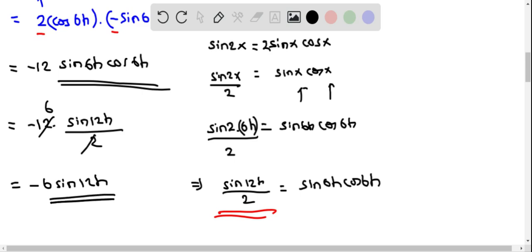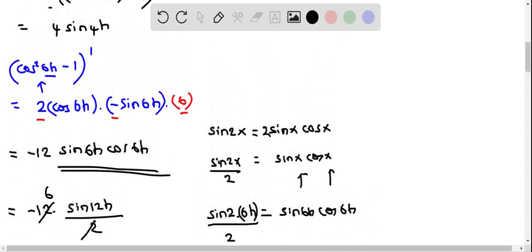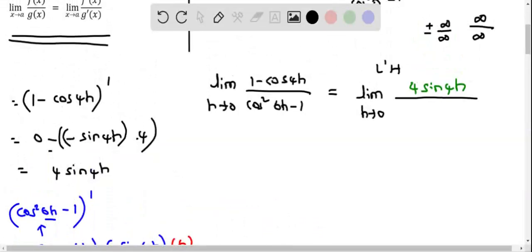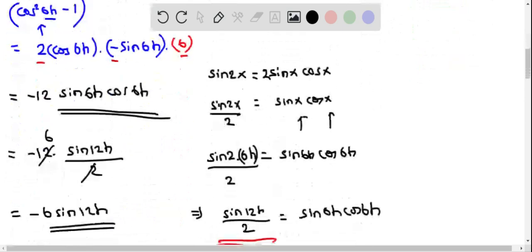Which I'm going to replace here. That is, we just found the derivative of cos squared 6h minus 1. It is negative 6 sine 12h. So we can write it here: negative 6 sine 12h.